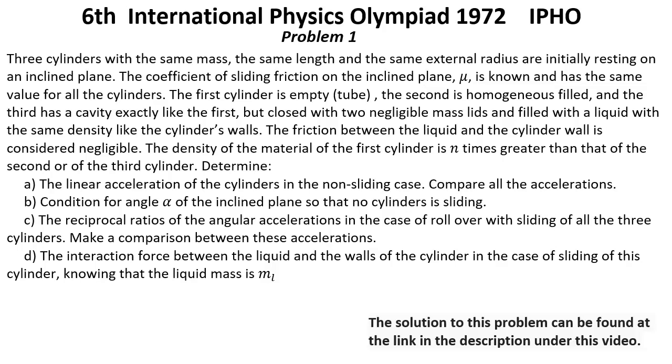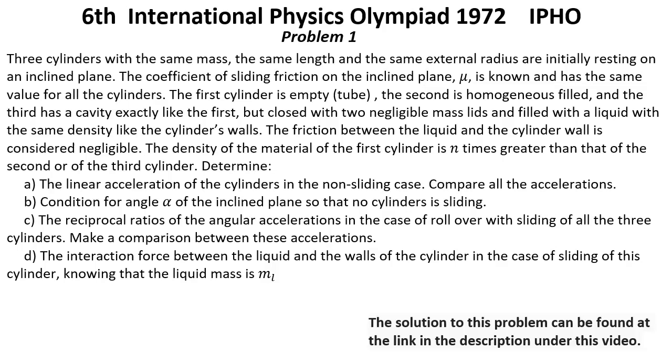The friction between the liquid and the cylinder wall is considered negligible. The density of the material of the first cylinder is n times greater than that of the second or of the third cylinder. Determine A: the linear acceleration of the cylinders in the non-sliding case. Compare all the accelerations.